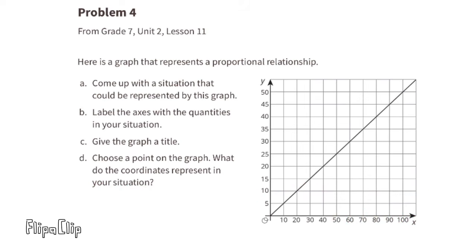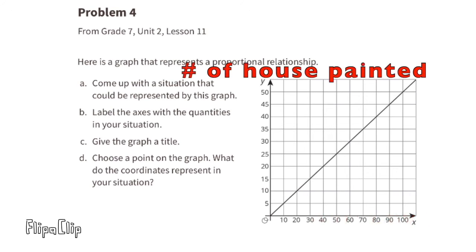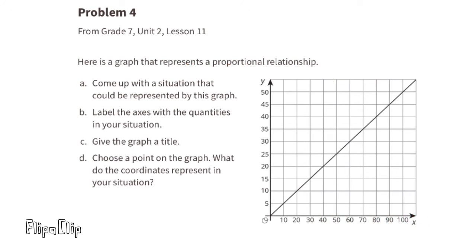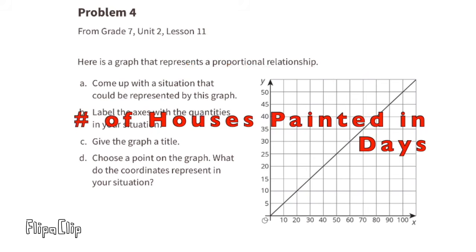B. Label the axes with the quantities in your situation. The horizontal axis is the number of days, and the vertical axis is the number of houses painted. C. Give the graph a title. I could title this graph, Number of Houses Painted in Days.